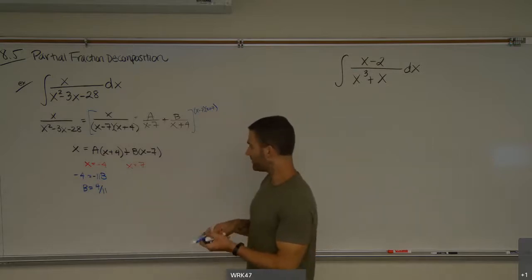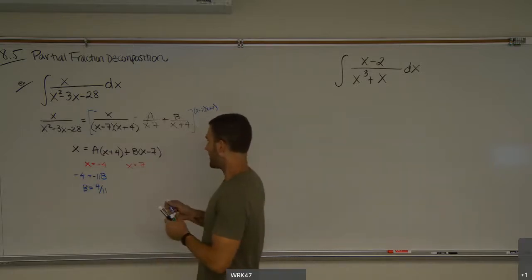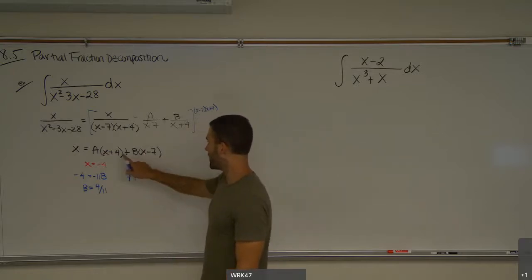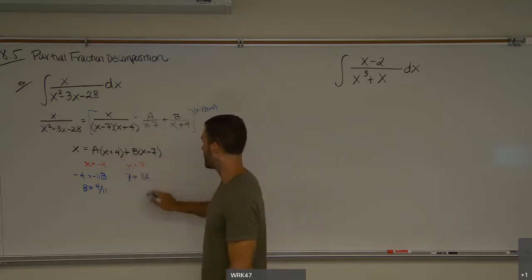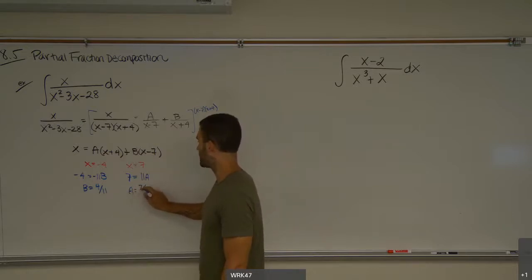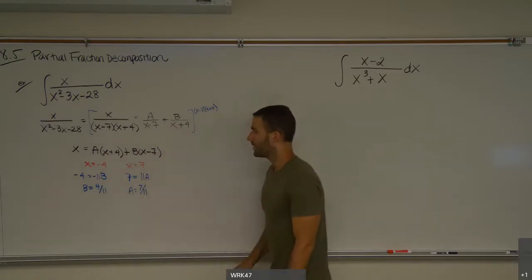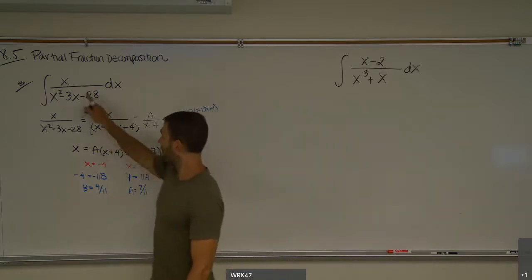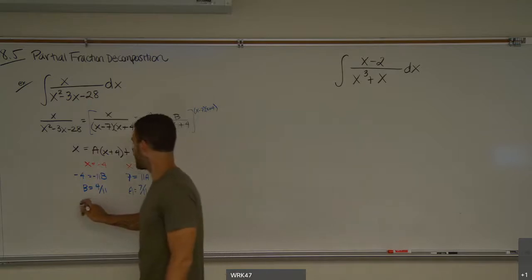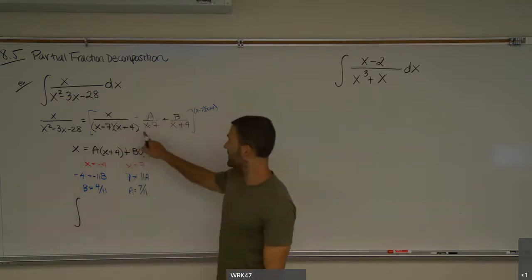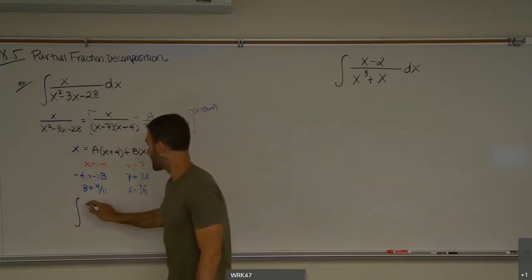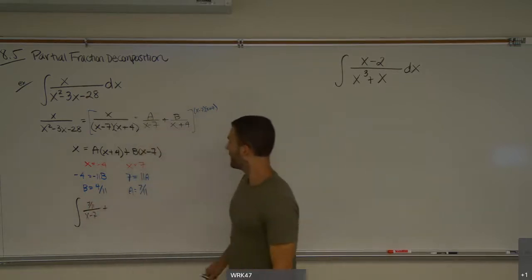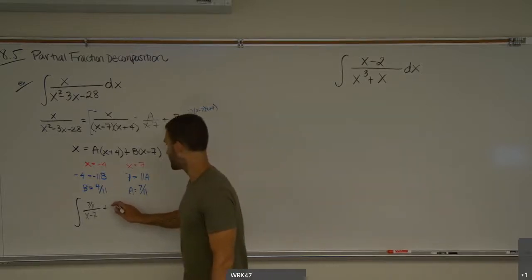Choosing x to be 7. Now on the left-hand side, we get 7. On the right-hand side, the second term's gone, but the first term is 11a. 7 plus 4, 11a. That means a is 7/11. Now we're not done. That just gives me the decomposition that we're going to be working with. That means that now instead of working with this integral, we can think of it as the integral of some smaller fractions, specifically 7/11 over x minus 7, plus 4/11 over x plus 4.